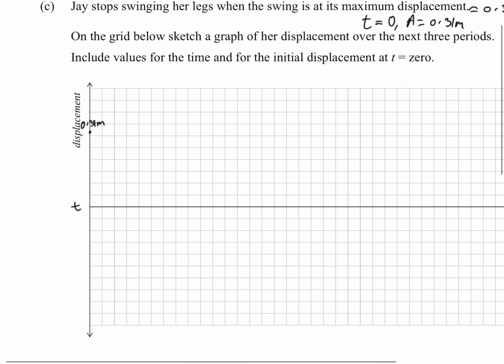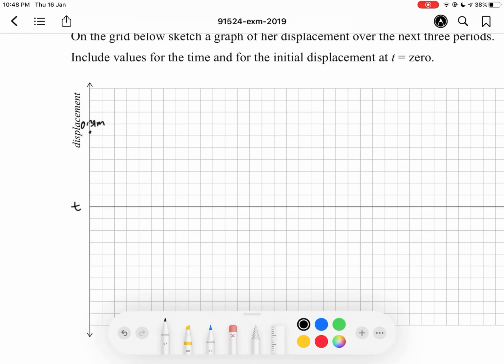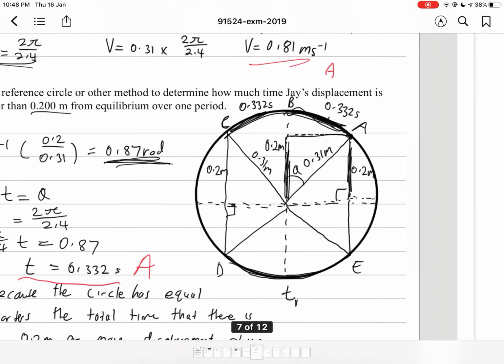So the next 3 time periods, and how long was each period? The period was 2.4 seconds. So we can say that for each 8 squares, that's 1 time period. So 1, 2, 3, 4, 5, 6, 7, 8. So this is 1 time period, 2 time periods, 1, 2, 3, 4, 5, 6, 7, 8. So that'll be our third. Alright, so our graph is going to start at a maximum displacement of 0.31 meters.